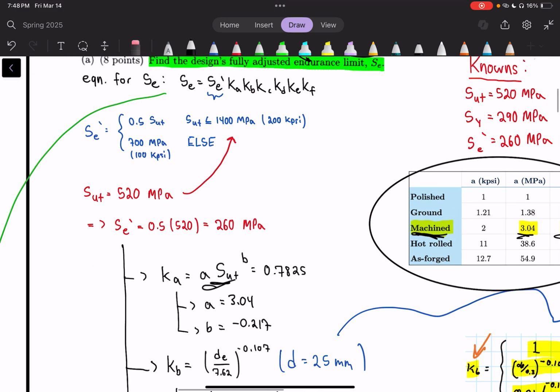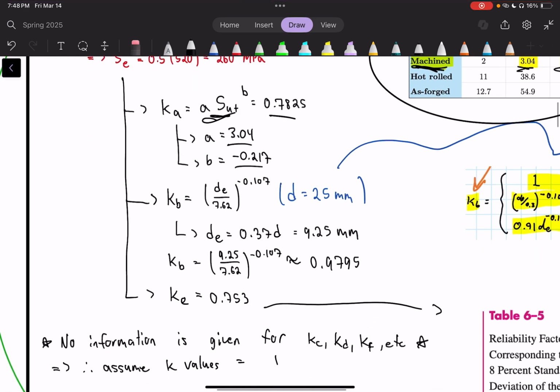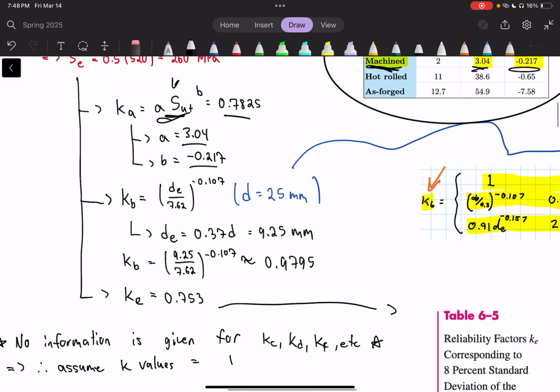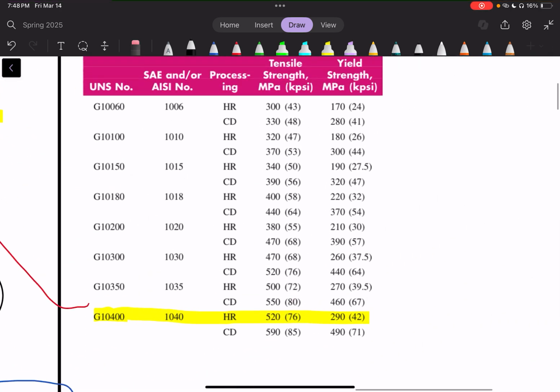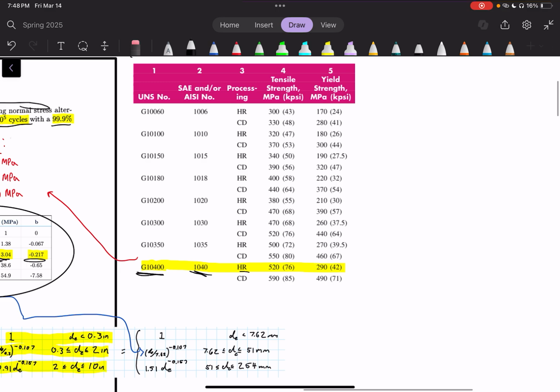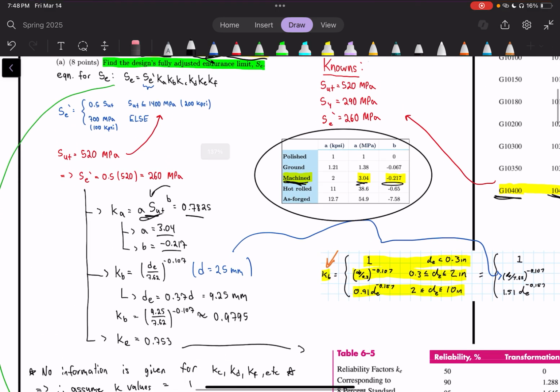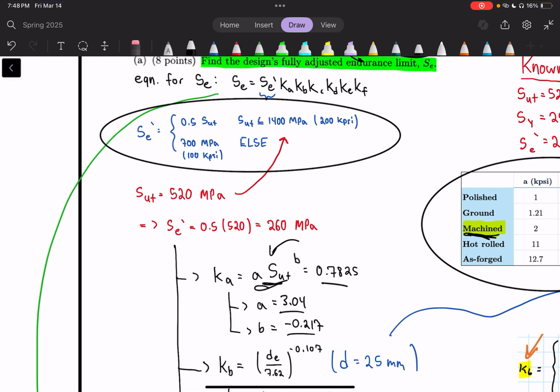Working through this problem, we're going to find the value for ka by finding the a and the b and applying it to our ultimate strength, which we were able to determine from the table. Using table A-20, we find the steel, the 1040, and then we determine that it's hot rolled, and that is our ultimate stress, and that's our yield. Using our ultimate, we can then use this relation for that Se prime, and we can see that it is definitely less than 1400 megapascals, and that's why we multiply it by 1/2 to get 260.